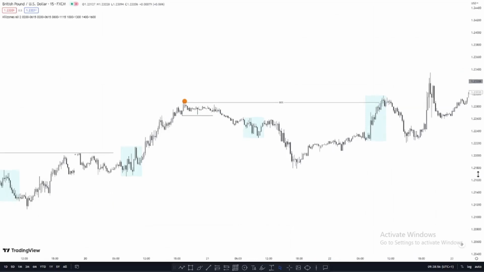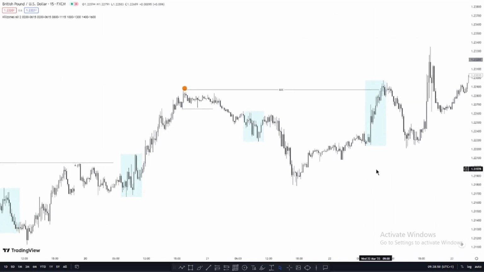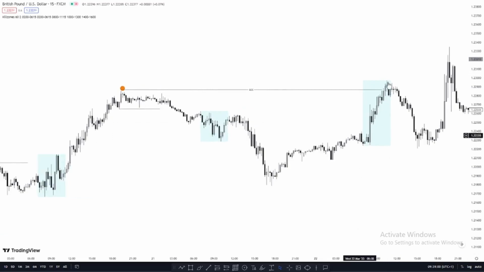Can you see that? It closed above it. Now, after that, what happened? This low is now confirmed as a higher low. All right? So this is our higher low now in the market.